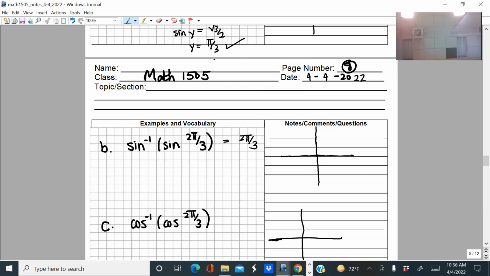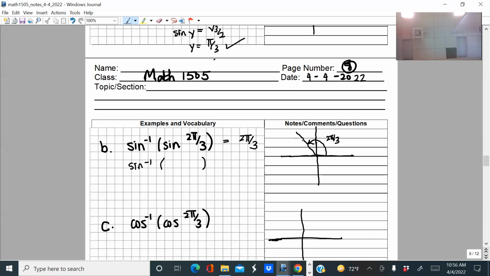But let's see if that's really going to happen. So let's calculate this. What is the sine of 2 pi over 3? Oh, I'm going to have to draw that one. Where's 2 pi over 3? Over here, right? In the second quadrant, 120 degrees. So this is 2 pi over 3.